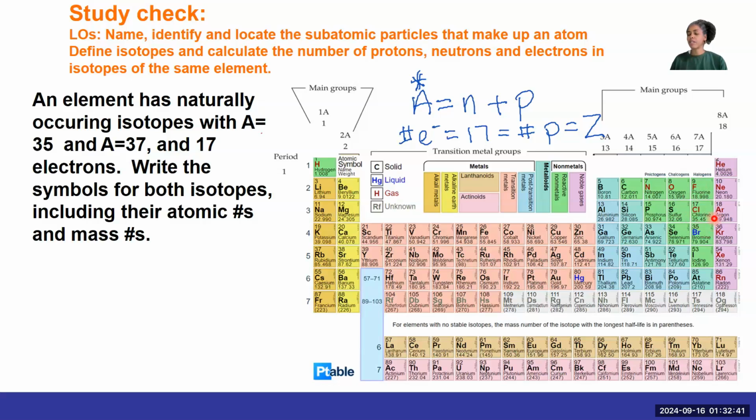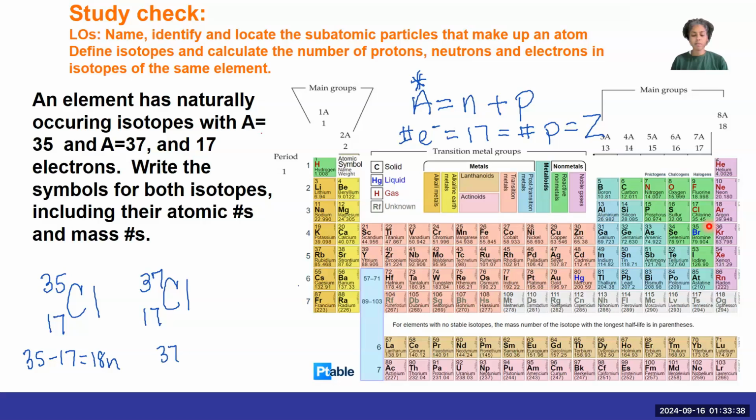Here we go, 17. We can start off our symbols by writing chlorine and putting a 17 in that left subscript location. One of them has a mass number of 35, and the other has a mass number of 37. This question does not ask about the number of neutrons, but can you figure out the number of neutrons for each of these atoms? Well, 35 minus 17 would give us 18 neutrons, and 37 minus 17 would give us 20 neutrons.